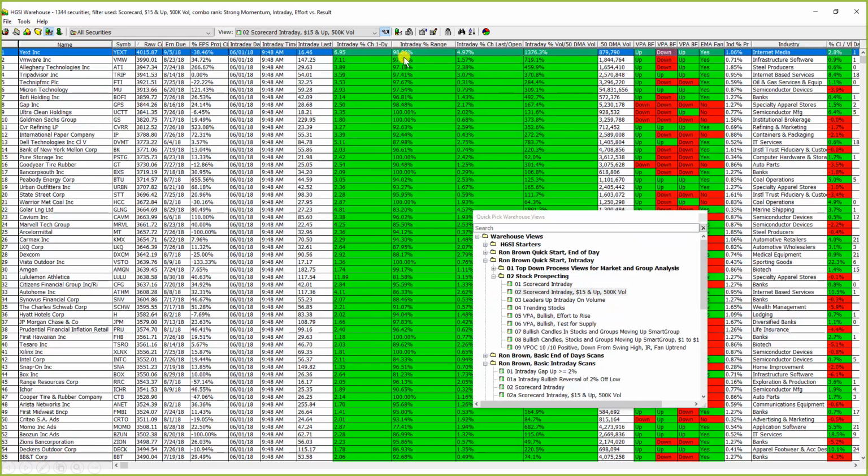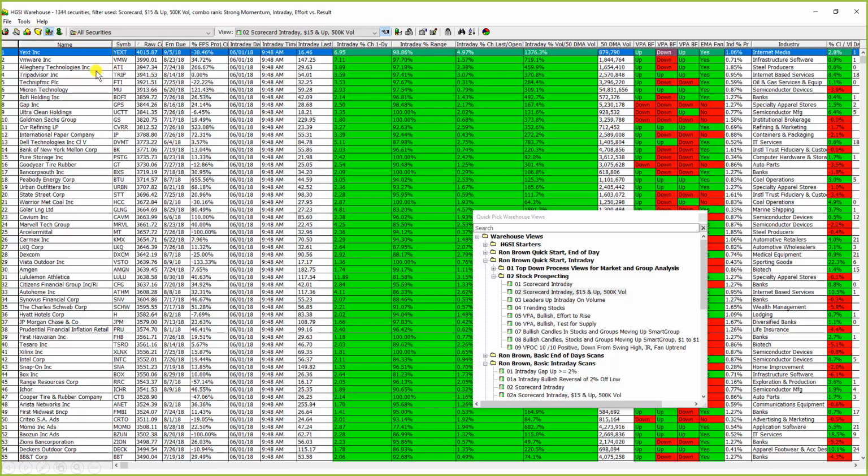Now I'm going to move down to the next one. This is $15 and up. I forgot to capture this, so I came back at 9:48 a.m., which is approximately 20 minutes after the market opened. And YEXT Inc. was at the top of the list based upon the combo, up 6.95%, trading nearly at the top of its range, with huge volume. This stock had a big day.